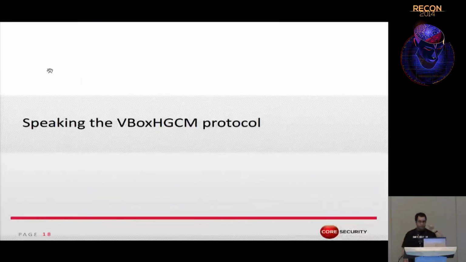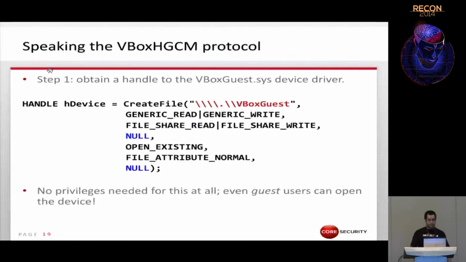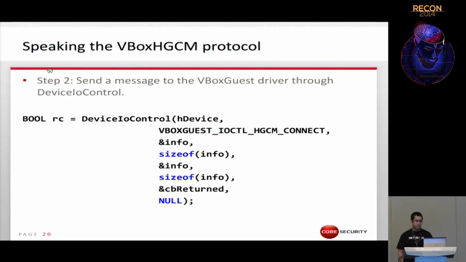So let's see how we can speak the VBox HGCM protocol in order to communicate from the guest side to the host side. This is the first step. This is really simple. We need to obtain a handle to the VBox guest driver from the guest side. So we call the create file function, and we don't need any special privilege in order to open a handle to this driver. The second step is to send a message to this VBox guest driver by using the device IO control function.